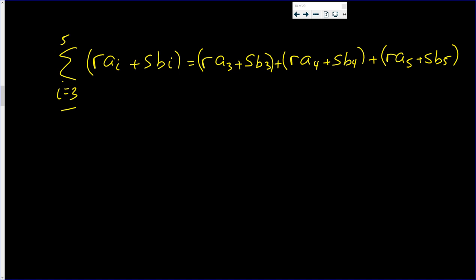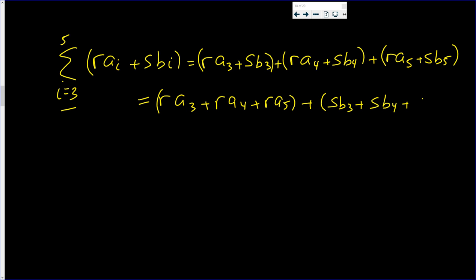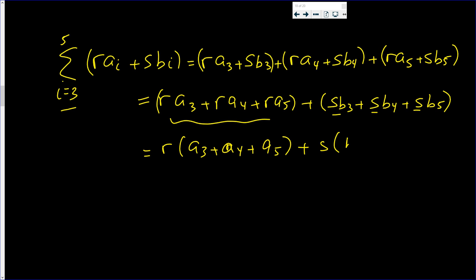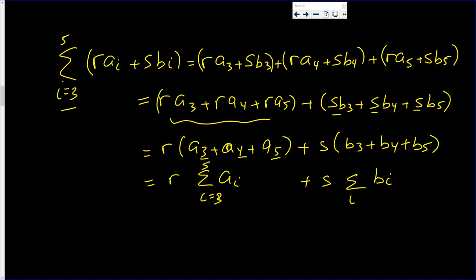Again, the order I add these 6 numbers in is up to me. I choose to add these 3 first, and then to that I'm going to add sb3 plus sb4 plus sb5. But this here is, well, let's factor out the r. That's r times a3 plus a4 plus a5. And over here, I can factor out the s factor. And then what's in the first bracket is just the summation of a sub i, as i goes from 3 all the way to 5 without missing anything in between, plus s times the summation of b sub i, as i goes from 3 to 5.